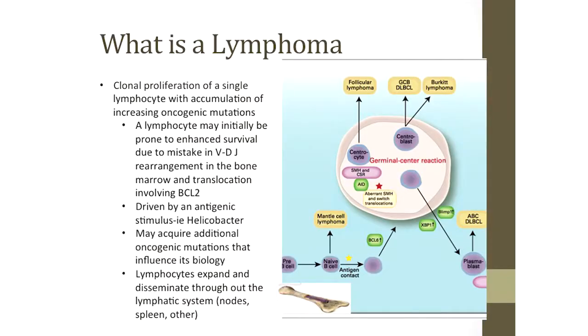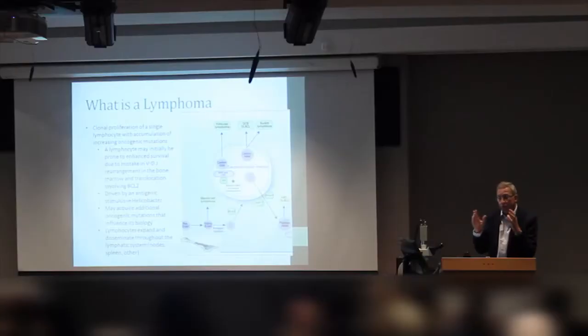So you have now a lymphocyte that, through its differentiation in the bone marrow, has a predisposition to stay alive. And then as this lymphocyte sees antigen and is stimulated to proliferate, because lymphocytes are a part of our immune system and are programmed to see antigens and to respond to antigens and to proliferate, these cells, because of this mistake that occurred in their early bone marrow life, continue to accumulate. They don't regress after they've seen antigens. They don't decrease in numbers. And then as they further differentiate in lymph nodes, they acquire additional mutations.